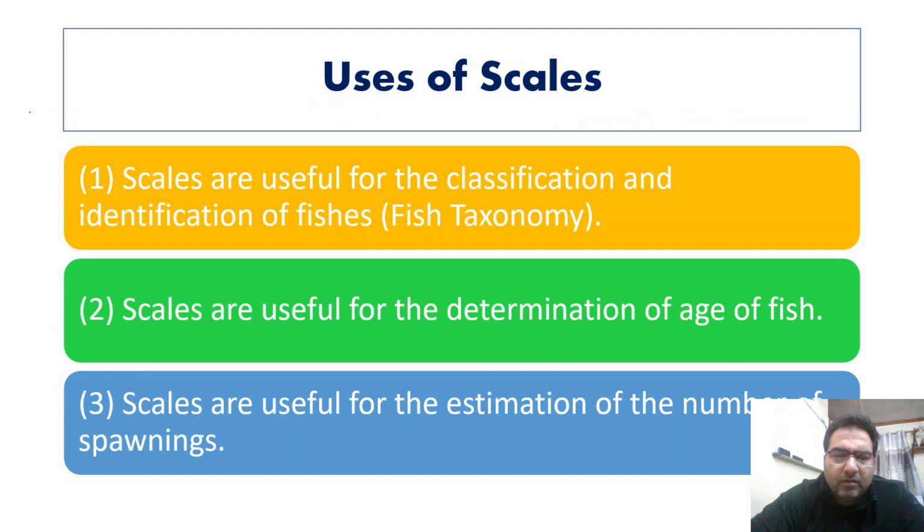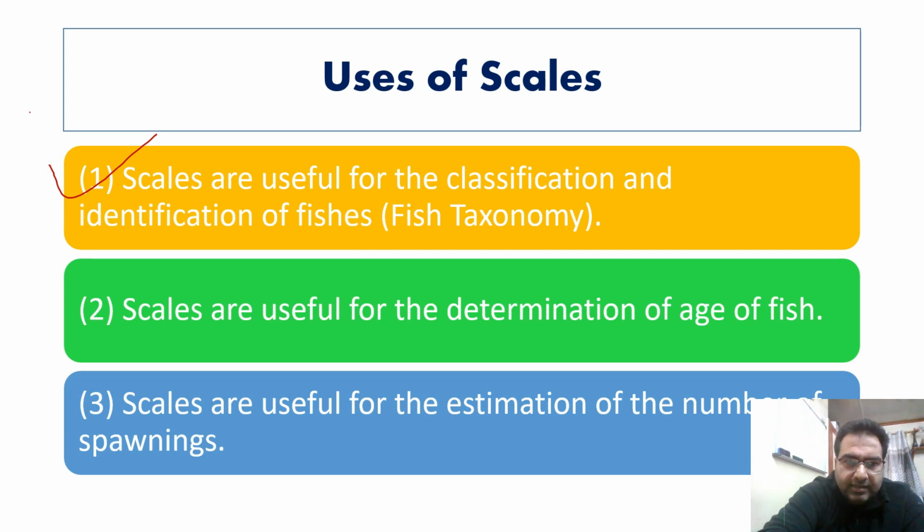Now let us quickly know about the uses of the scales. What is the importance of the scale in the case of fishes? How are the scales useful? The scales are useful for the classification and identification of fishes. That is, they are used in the taxonomy of fishes. The scale count along the lateral line is used for cyprinids to know about the meristic characters and thus helps in taxonomy.